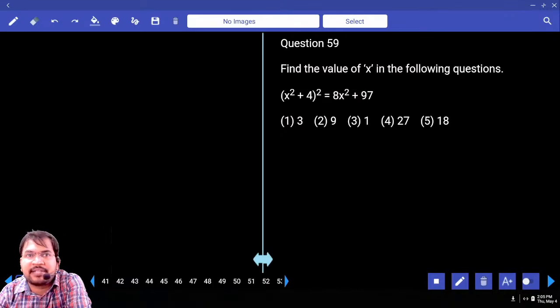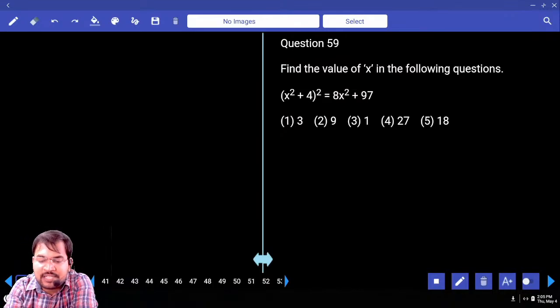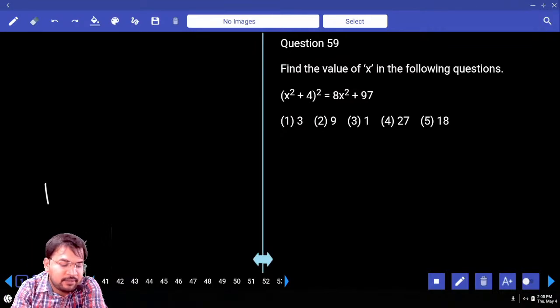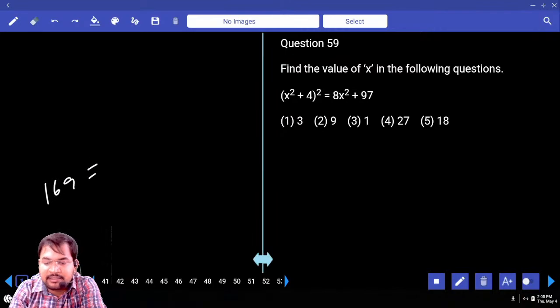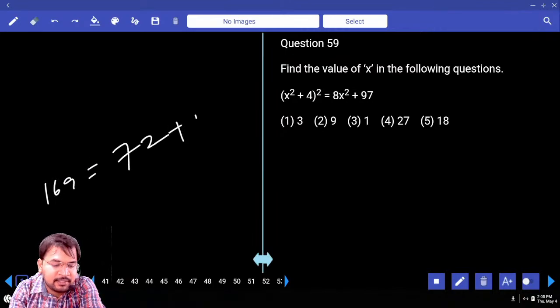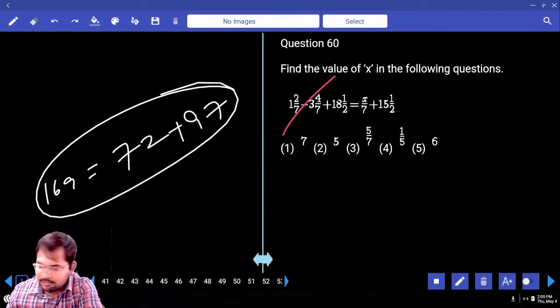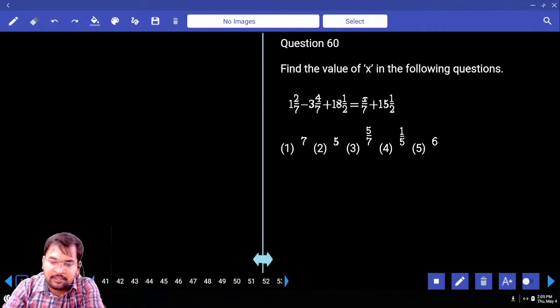If you keep options, that is very easy for you. Go through first option: 3 square 9 plus 4, 13 square 169. 3 square 9 plus together is 169 only.